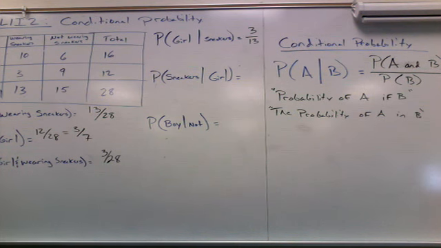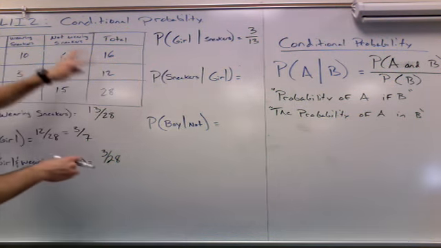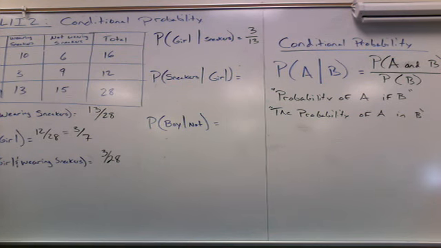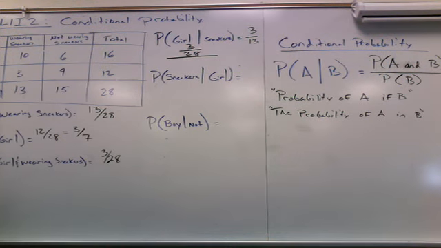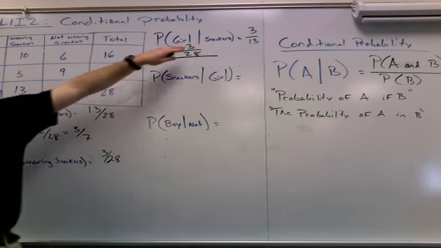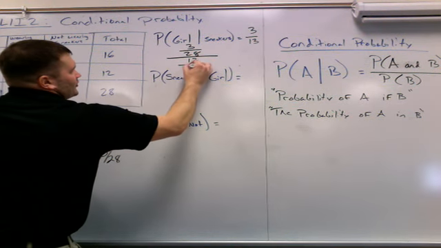Now I'm going to show you how that equation works, because the equation works the same way. On top, it's going to have the probability of A and B, meaning the probability of girl and sneakers. Which number up here is girl and sneakers? It's 3 out of 28. So if I'm going to use the equation, we're going to have 3 over 28 over the probability of B. Well, B in this case is sneakers. What's the probability of sneakers? 13 over 28.